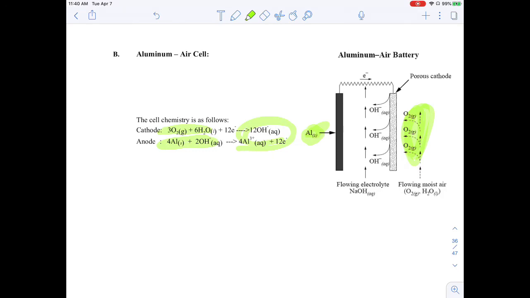So from these, I want you to know the difference between primary cell, secondary cell, and fuel cells. If you're given a diagram, figure out what the reactants are and what the spontaneous reaction is, maybe be able to interpret what the voltage would be from that cell, and then be able to identify the parts. So what's the anode, what's the cathode, which direction are the electrons flowing, those sorts of things.